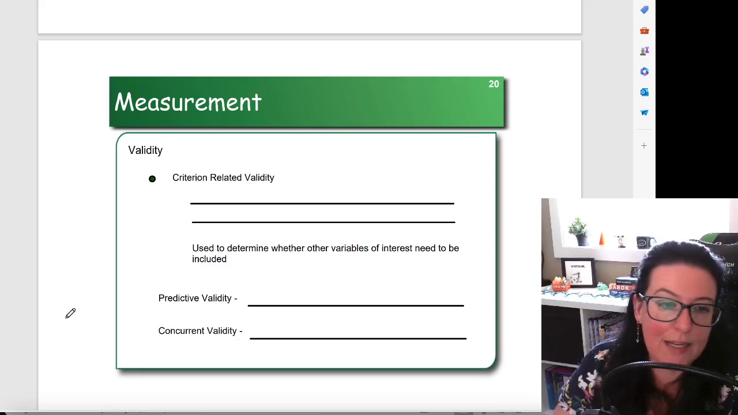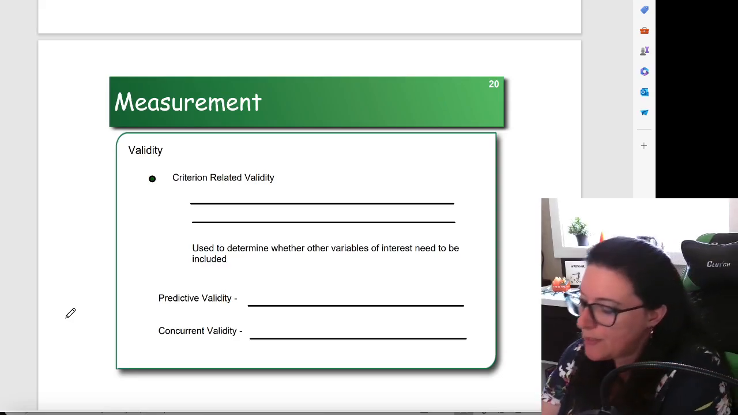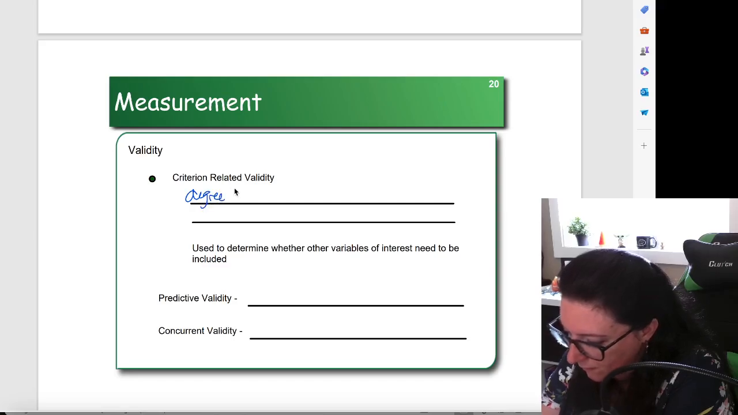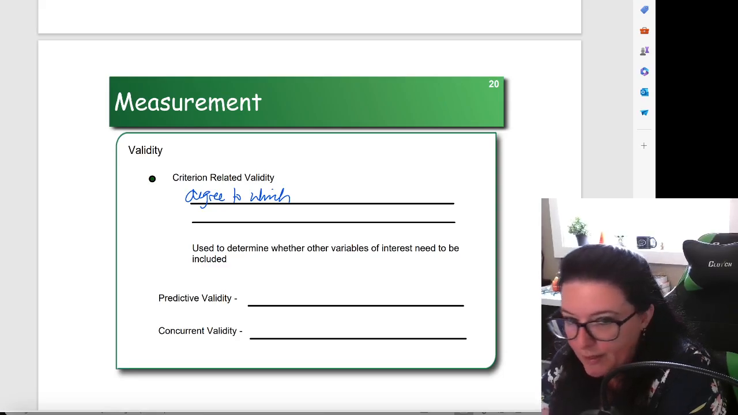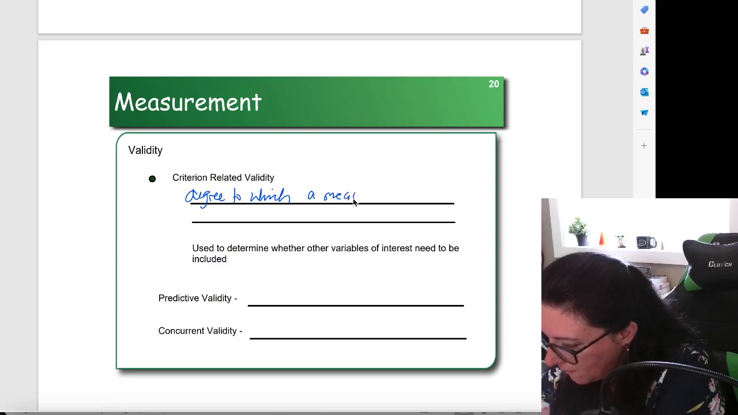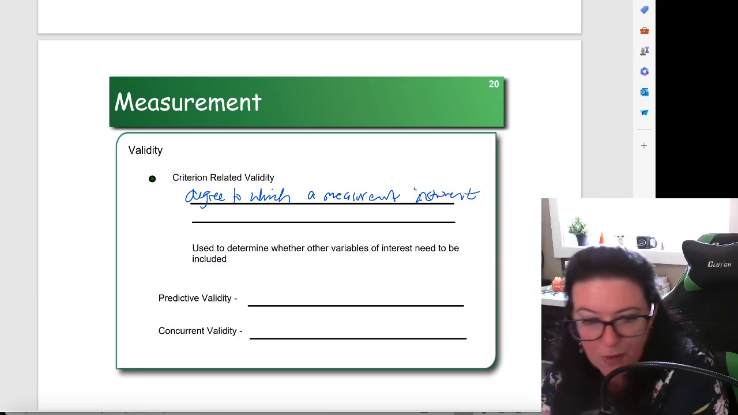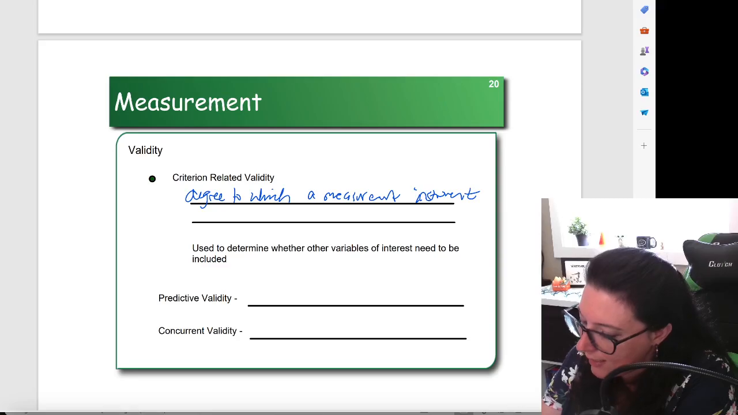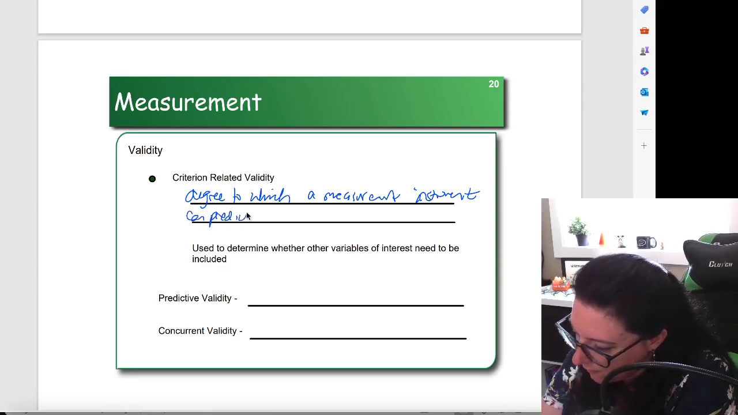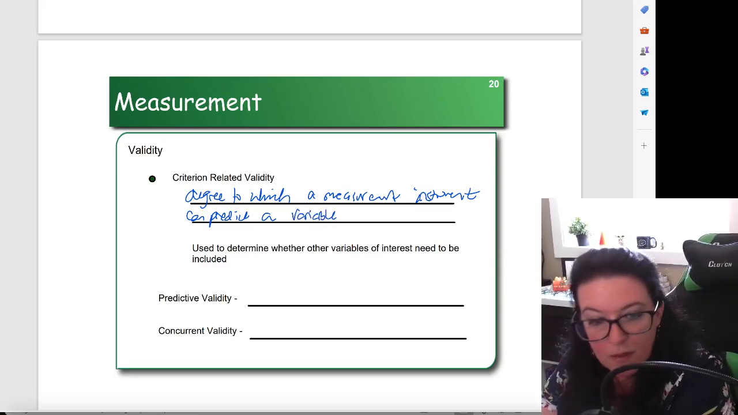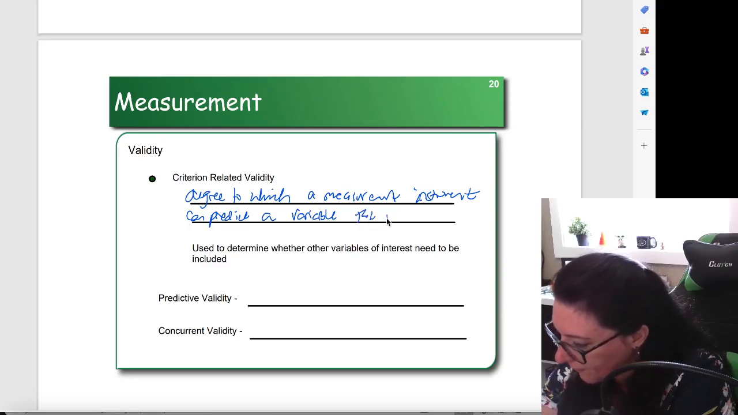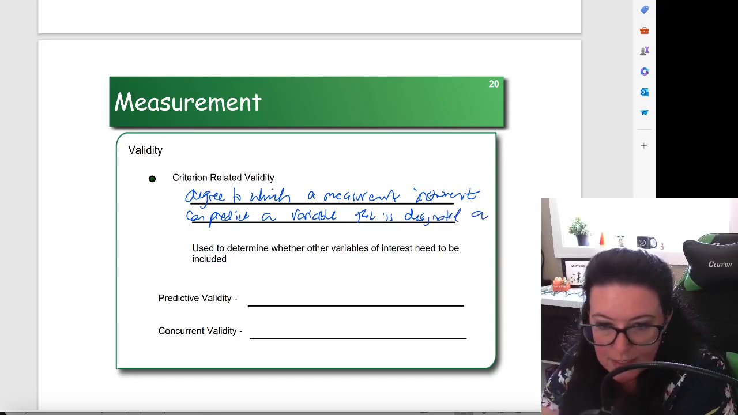The next type of validity is criterion validity. So this is the degree to which a measurement instrument, really I just want to write tool since that's a much shorter word, the degree to which a measurement tool can predict a variable that is designated a criterion.